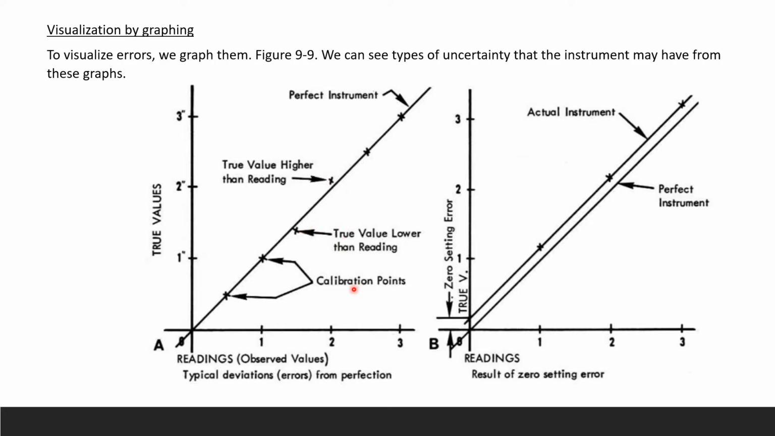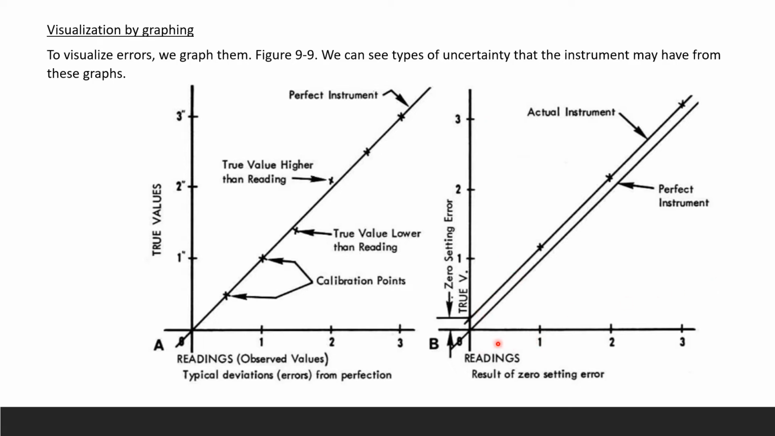And then calibration points are right there on the reading. If you have a calibration point in this graph, you have four of them, and they are totally on the line of reading. So therefore, your instrument is kind of okay, I guess. Here we have our zero setting, and we take the data, your true values on the y-axis and your readings on the x-axis.